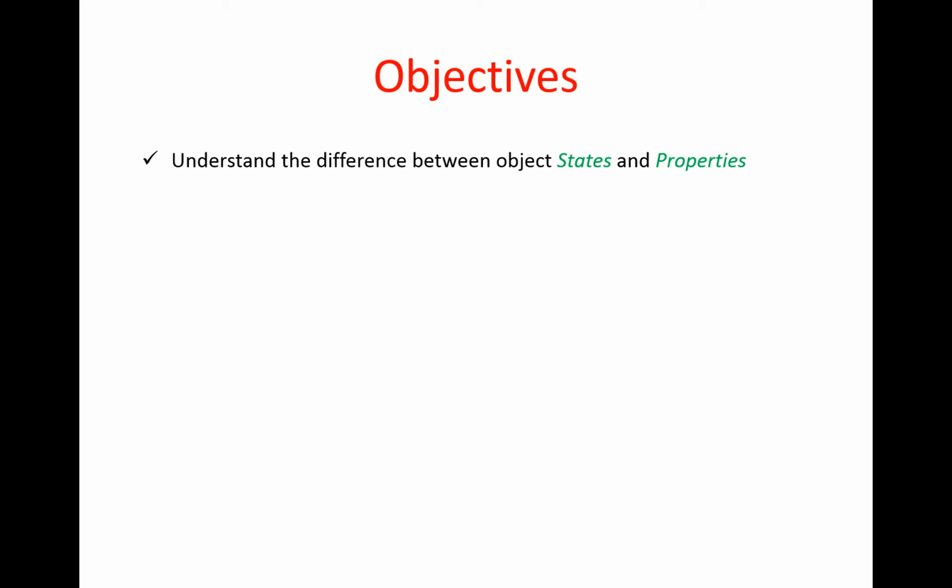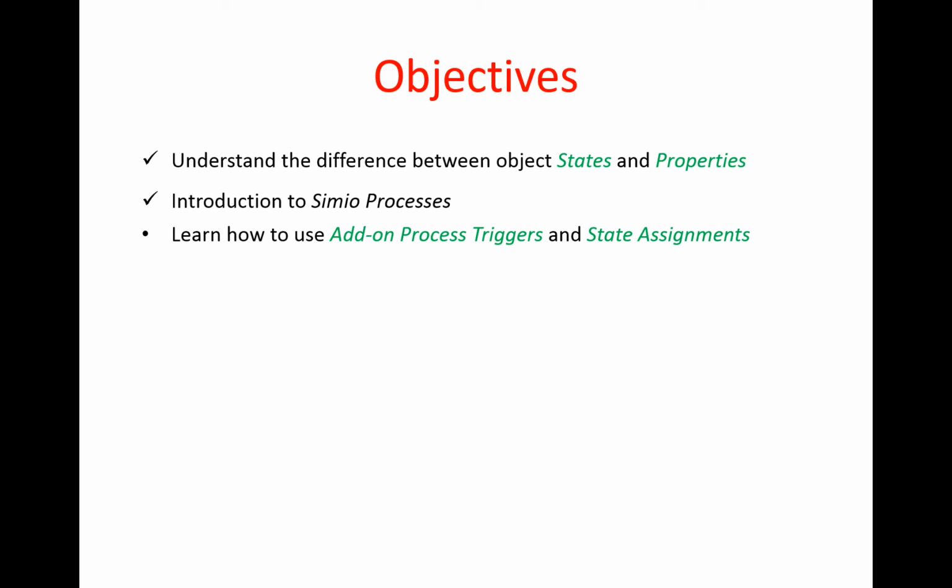In the first video in this module, we talked about object states, properties, and the difference between the two. We also introduced Simio processes and explained how the objects in the standard library are all made of different processes, and we specifically talked about how we can use add-on process triggers and state assignments to enhance or extend the logic for different components of our model. Specifically, we achieved these objectives through extending the Subway model that we have developed and verified in related modules.